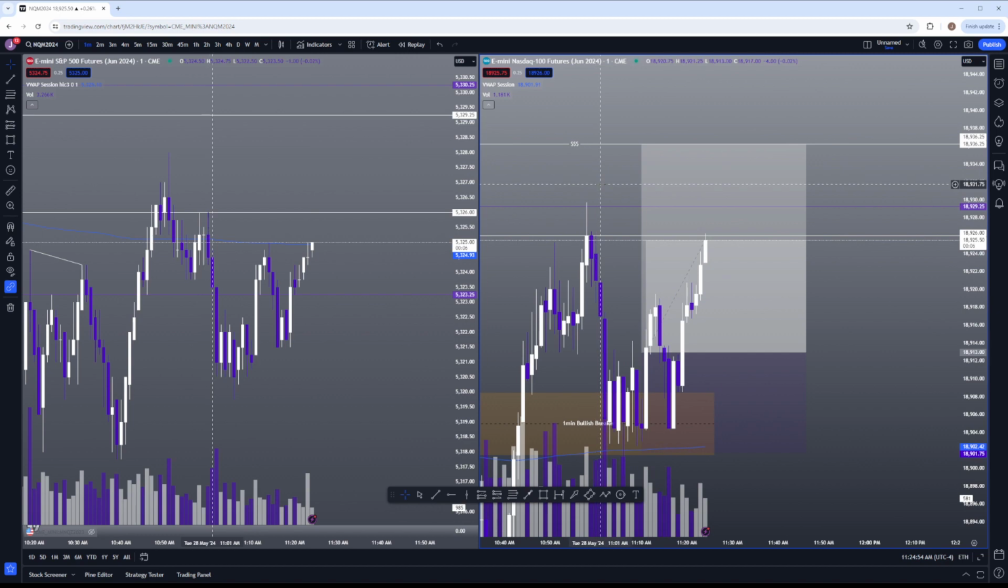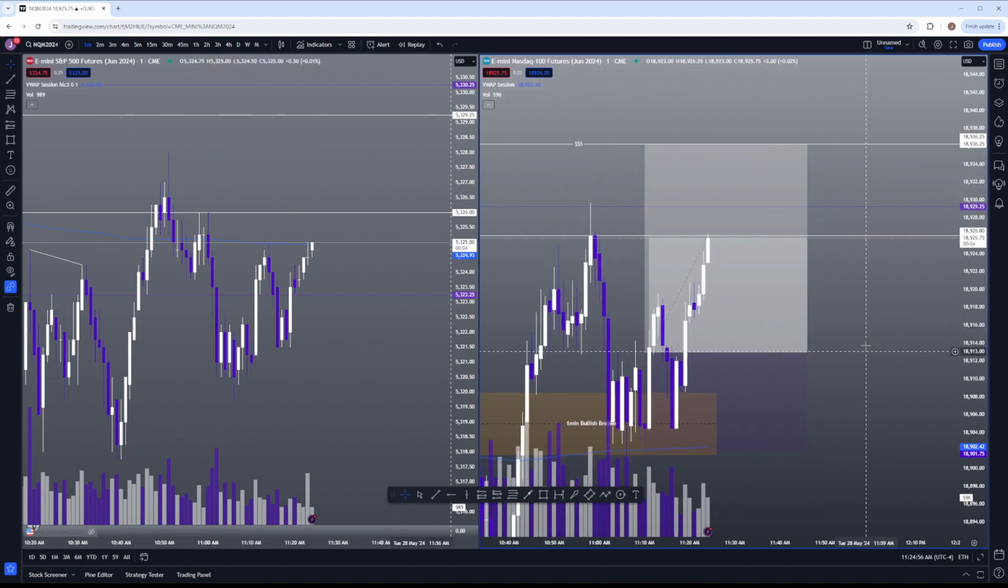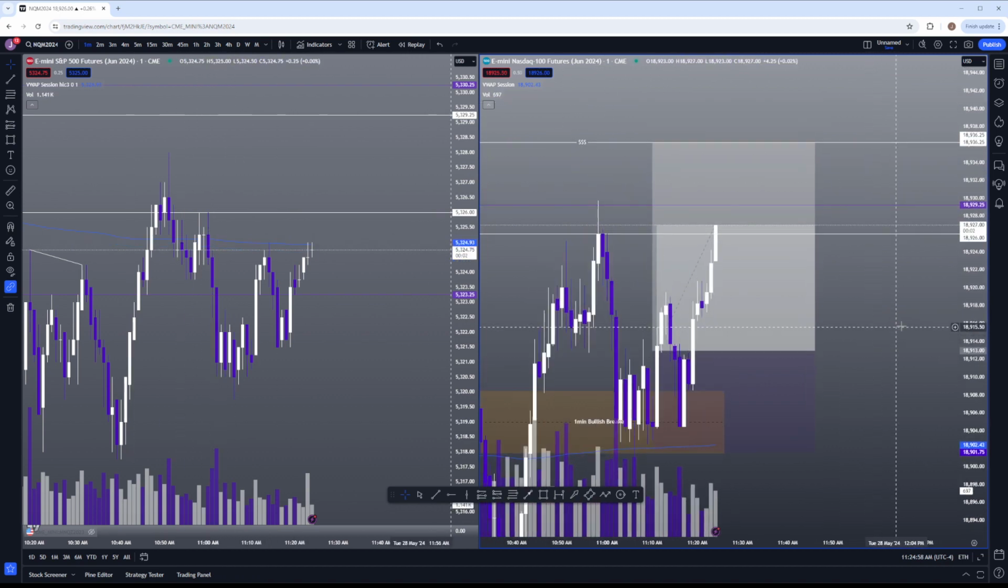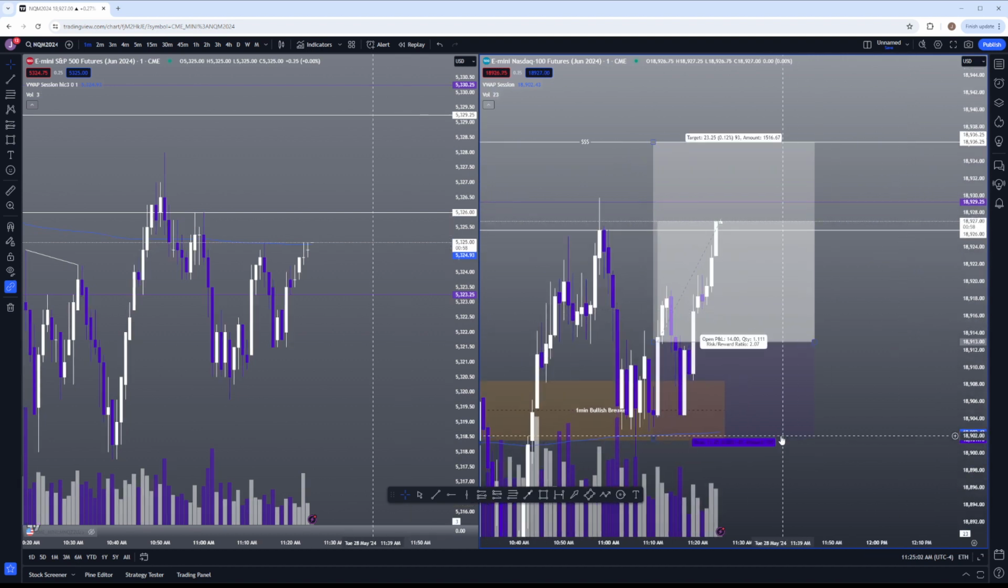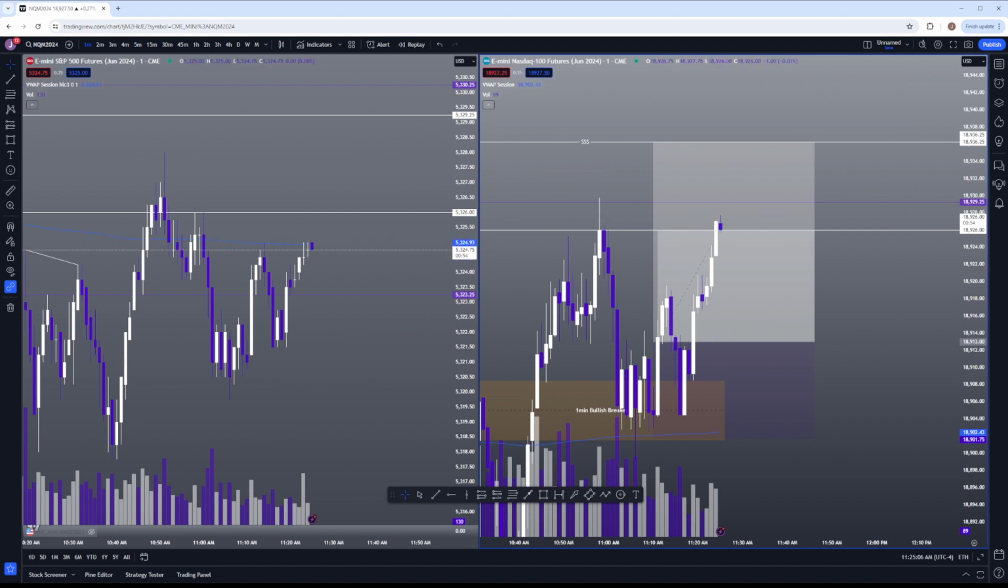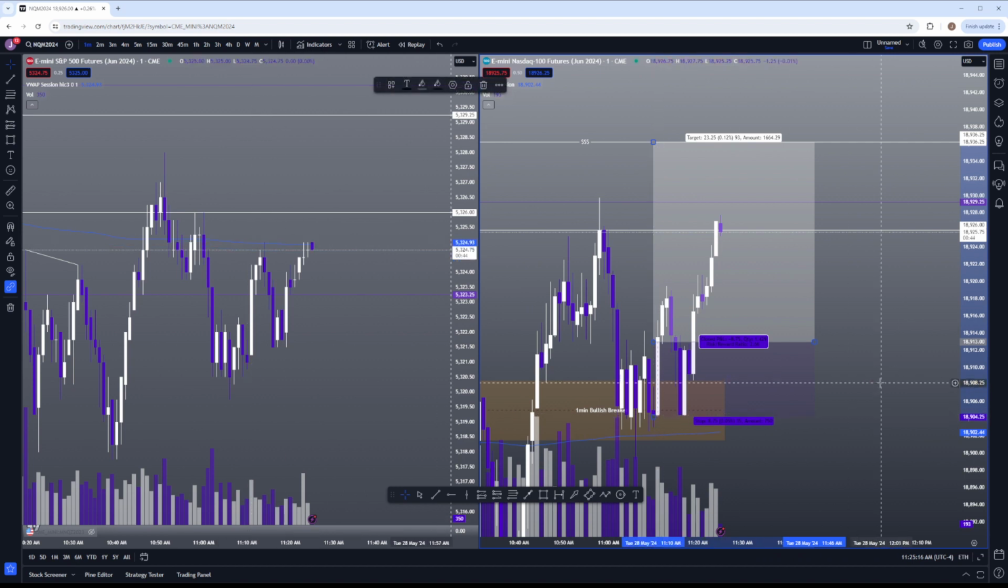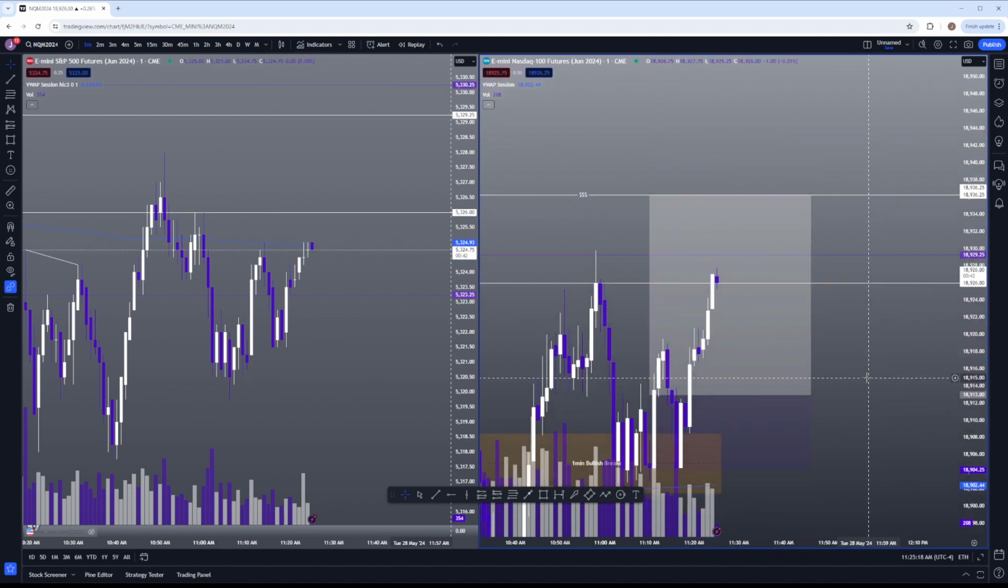Now we're going to go target that liquidity up top, touch into that BPR. Stop loss is still at 40 ticks right now, or 45. I'm going to move it up a little bit. I just moved it up to 904.25. Okay, so now it's 35 ticks.